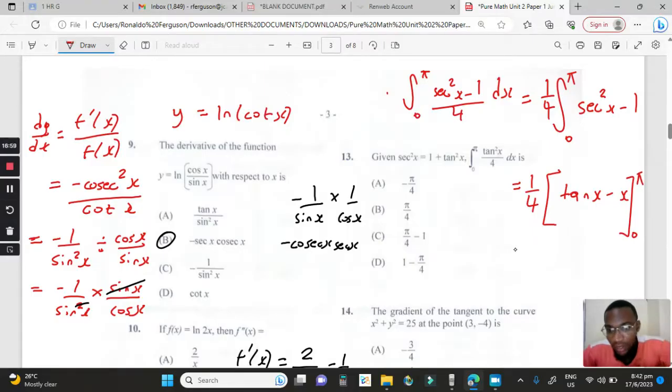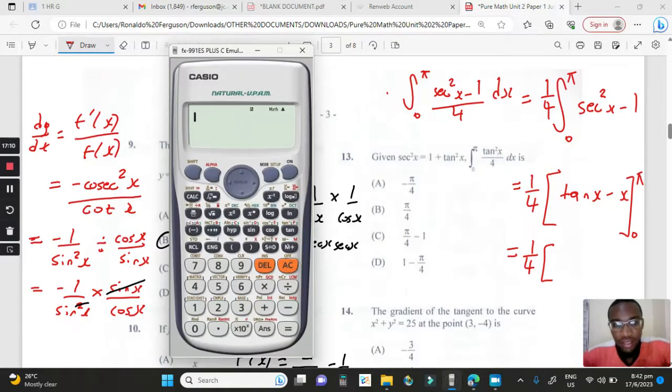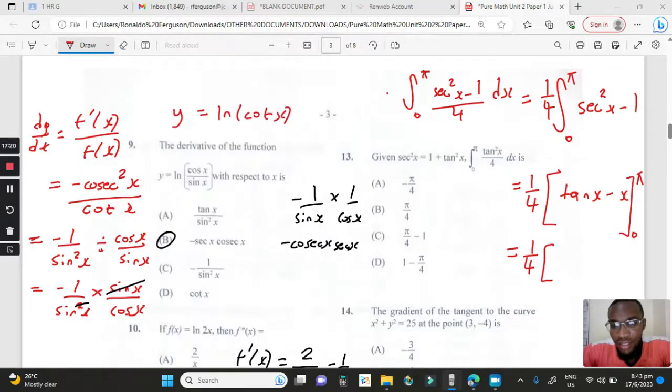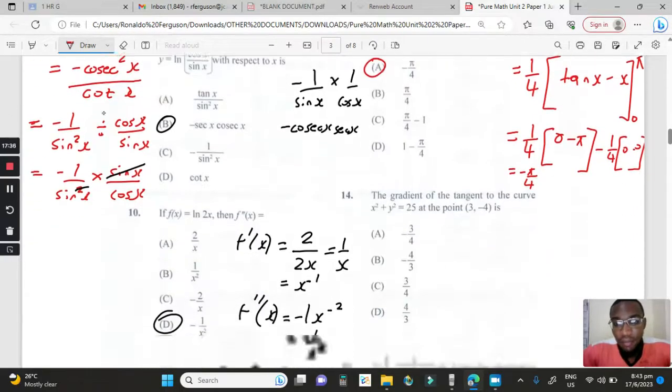When you put in the pi now, this is now a quarter in brackets. Input the pi. So the tan of pi is 0. Tan of pi is 0, minus put in pi. Close up that bracket, minus a quarter in brackets, put in the 0, 0 minus 0. So our answer is just negative pi over 4. Might as well have worked it out.